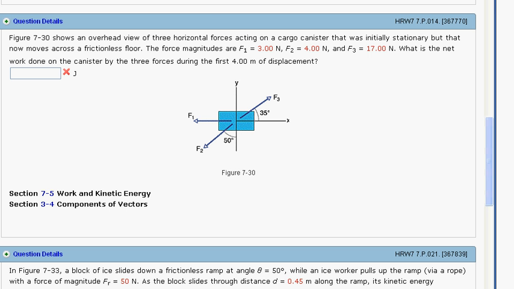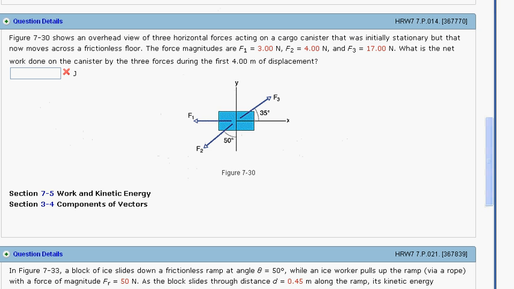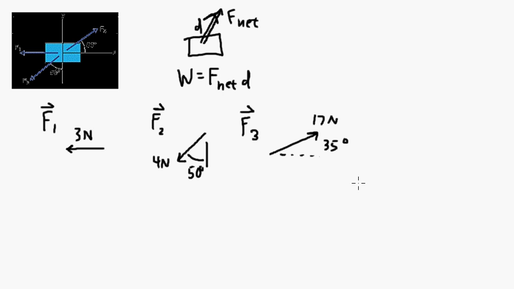I don't know what's up with this. Half the time when I try to copy and paste a WebAssign picture, it ends up coming down as black, so, whatever. 35 degrees, right? Yes. Okay.